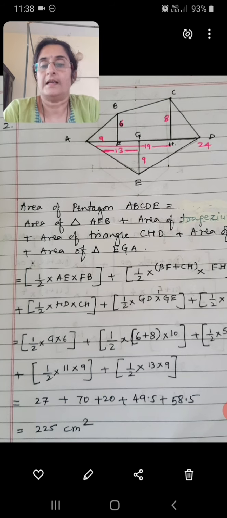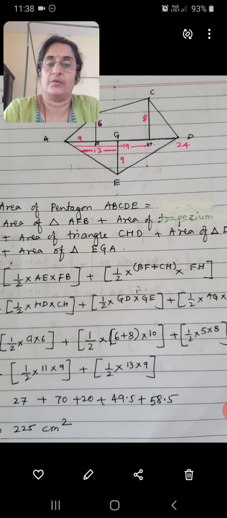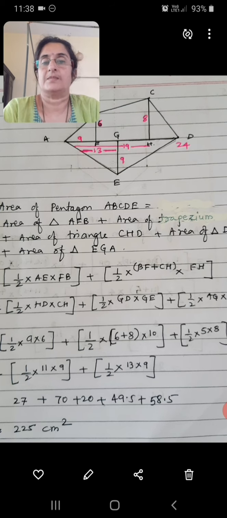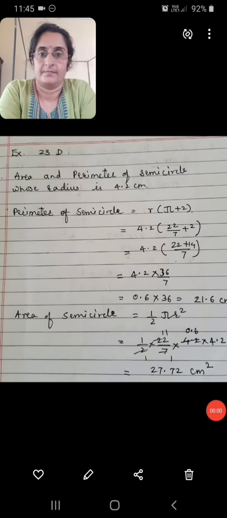So solve that. When you do that, the first is 27, the area of the trapezium you will get as 70, the second triangle is 20, the third triangle area is 49.5, and the fourth triangle is 58.5. If you add it all, we'll get 225 centimeters square. So the area of this pentagon is 225 centimeters square. Let us go to the fifth question of this.